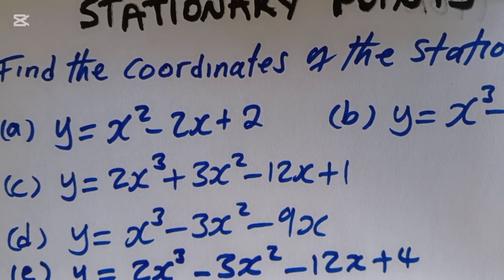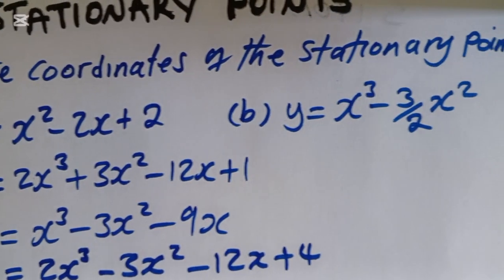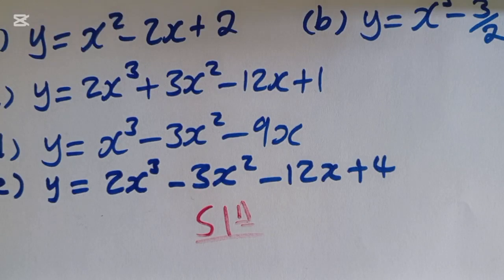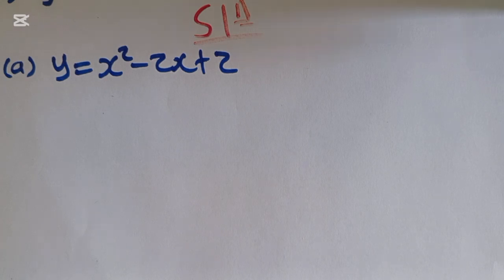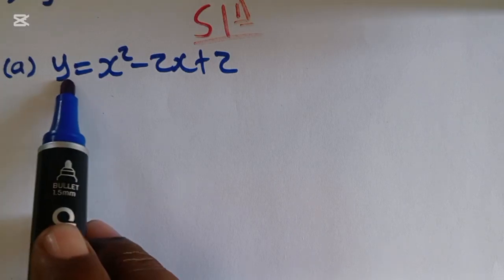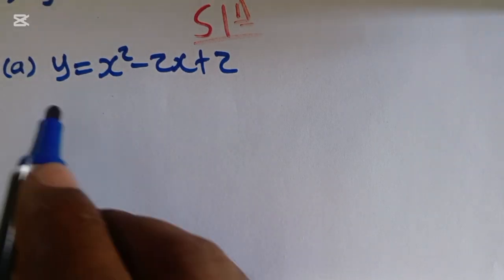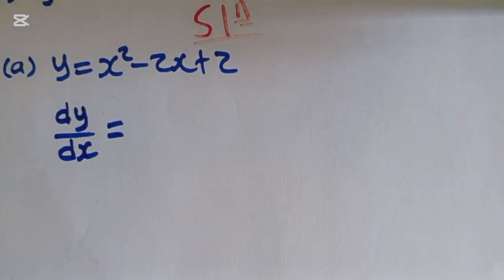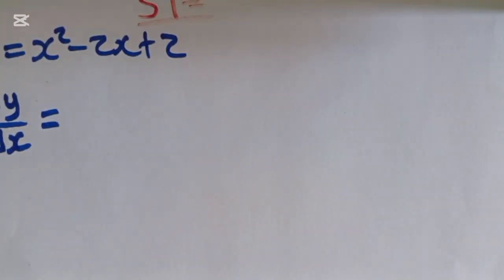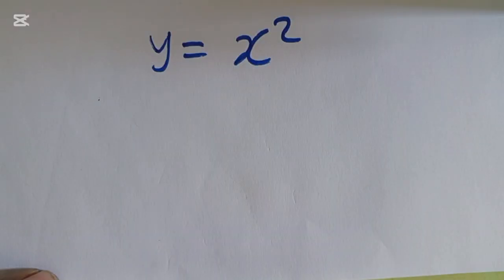Examples: find the coordinates of the stationary points. At A, y is equal to x squared minus 2x plus 2. Remember the steps. The first thing we need to do is find the first derivative, dy/dx, so I'm going to differentiate this equation. How do we differentiate in this case?